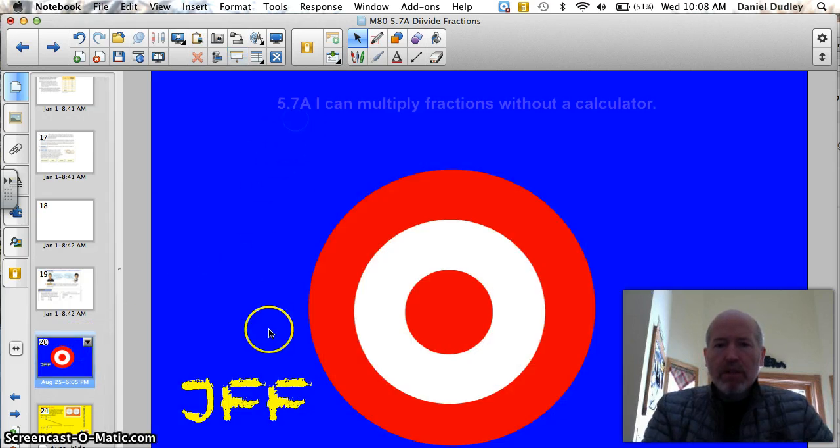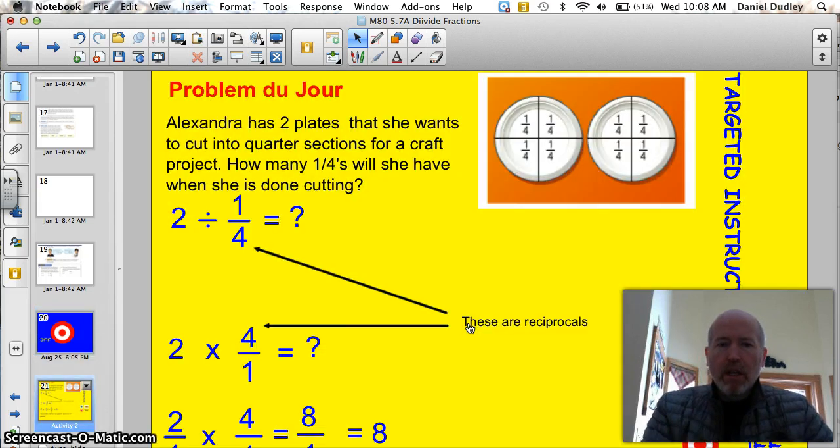But first, 5.7a is our target. I can multiply fractions without the calculator. Let's do this thing. All right, the problem du jour. Alexandra has two plates that she wants to cut into quarter sections for a craft project. How many quarters will she have when she's done cutting?